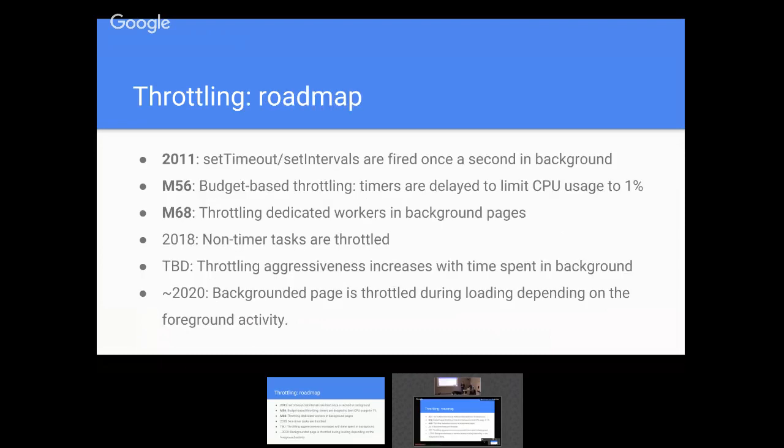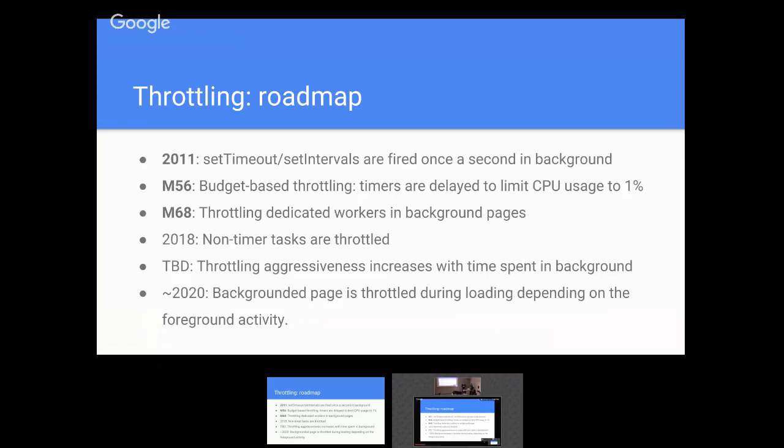It started 7 years ago when setTimeout and setInterval were throttled in background pages to running once a second. 1 year ago in Chrome 56, we also implemented budget-based throttling. So even when you have a lot of timers, we limit them to 1% for each background tab.